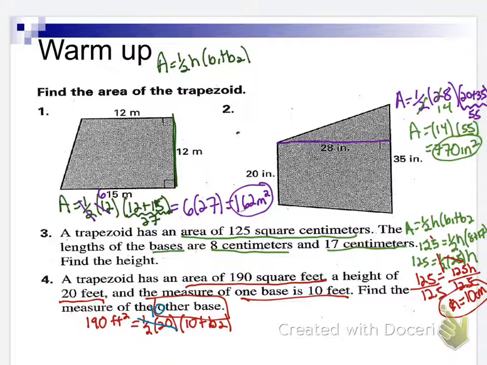Sorry for that break. Okay, so this, when we rewrite it, is 180 equals 10 times 10 plus base 2. You can either distribute the 10, subtract it over, or what you can do is just divide by 10 first.